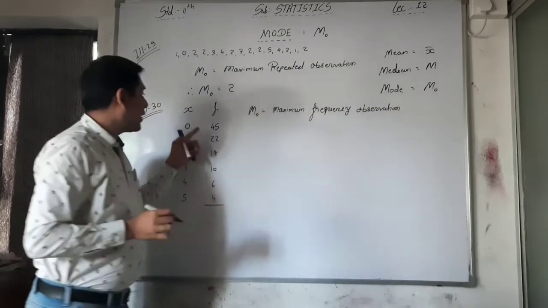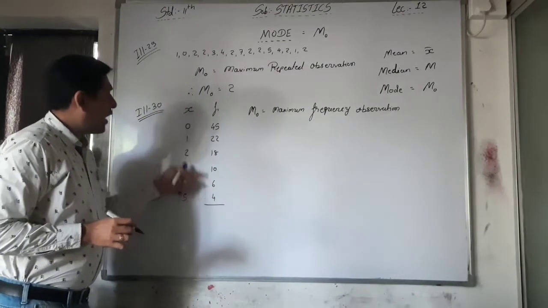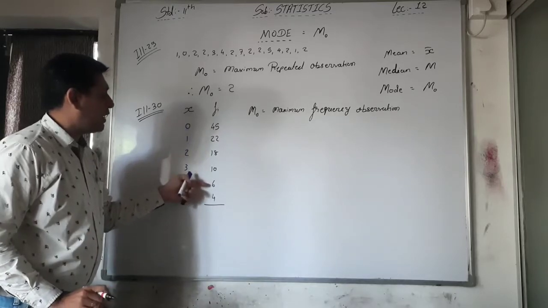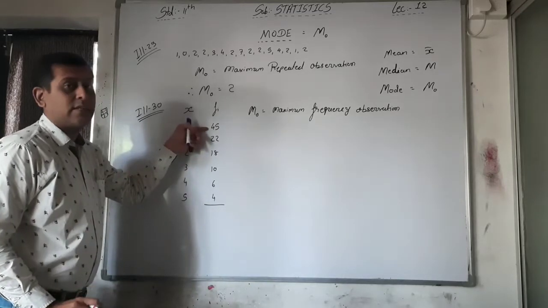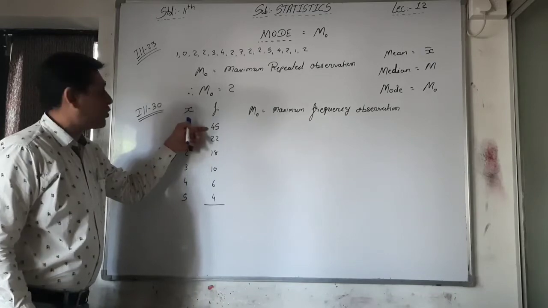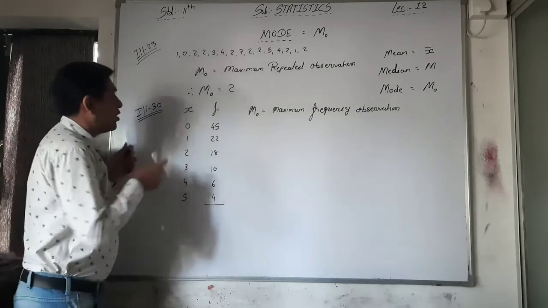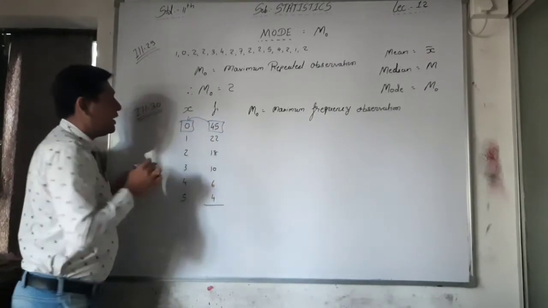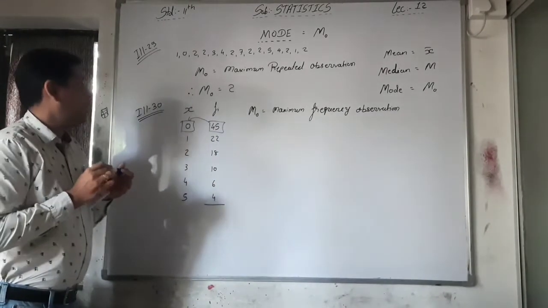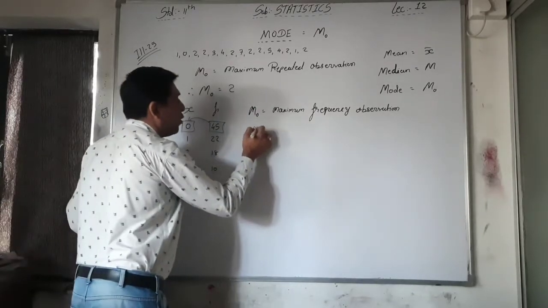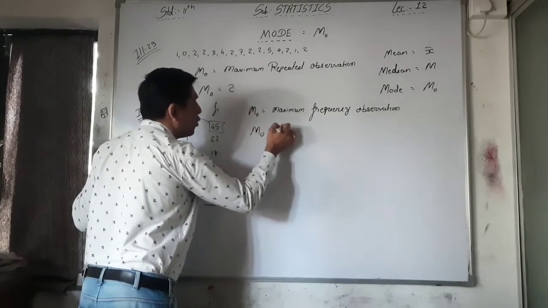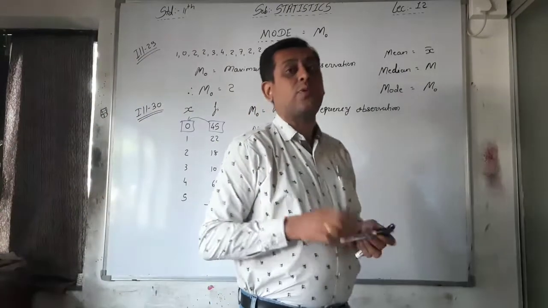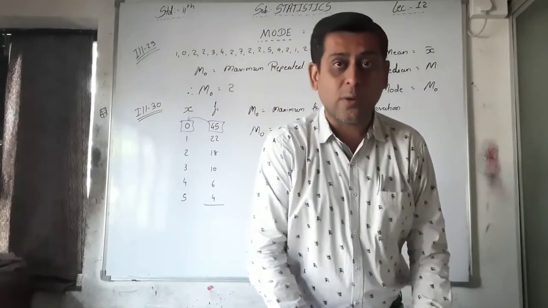So here you can say that 45 is the highest frequency. 45, 22, 18, 10, 6 and 4. That's why you can say 45 is the highest frequency, and the corresponding observation is 0. That's why you can say here the mode is equal to 0 as per the definition, or as per the meaning or as per the formula.